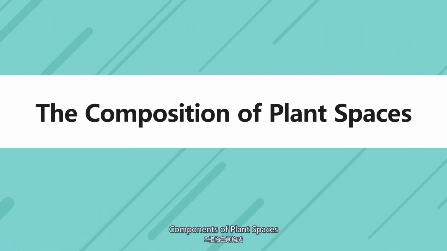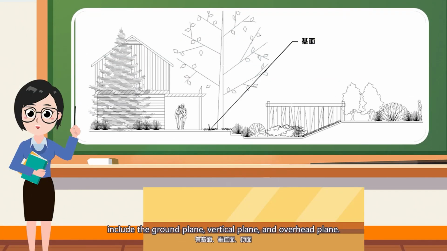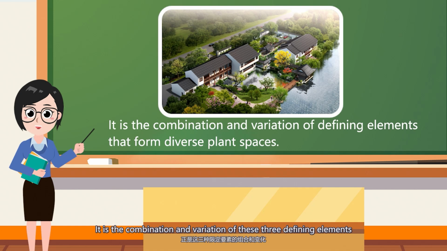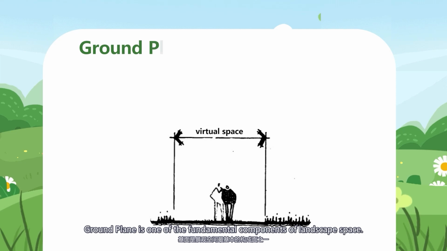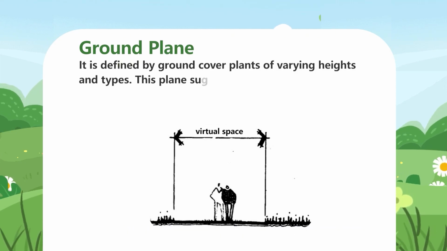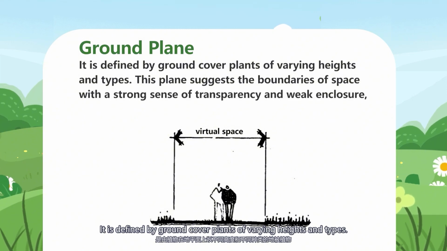Components of plant spaces. The elements that define the shape of garden plant spaces include the ground plane, vertical plane, and overhead plane. It is the combination and variation of these three defining elements that form diverse plant spaces. Ground plane is one of the fundamental components of landscape space. It is defined by ground cover plants of varying heights and types.